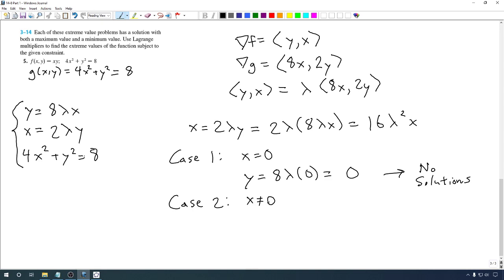If x is not equal to 0, now we can look at x equals 16 lambda squared x, and we can divide out x. So 16 lambda squared equals 1. Or we can go ahead and divide by 16, take the square roots. We end up getting lambda is plus or minus 1/4.